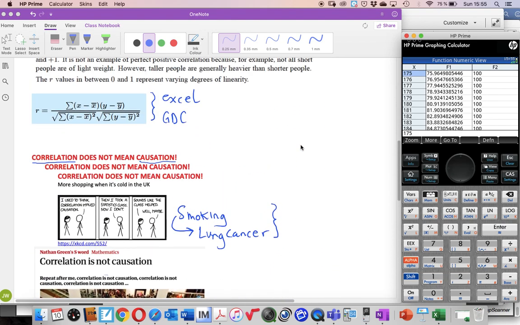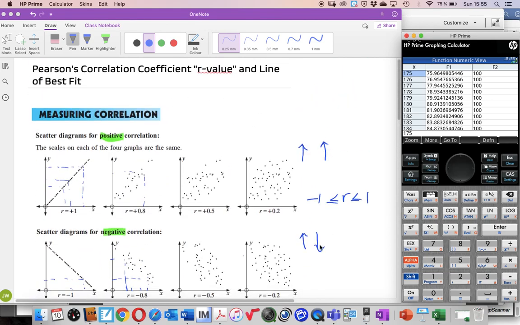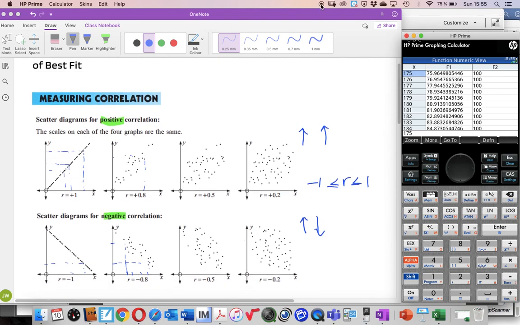And then remember that the correlation coefficient shows you the strength, positive or negative, but it doesn't mean that one causes the other, okay? All right, thanks, bye.